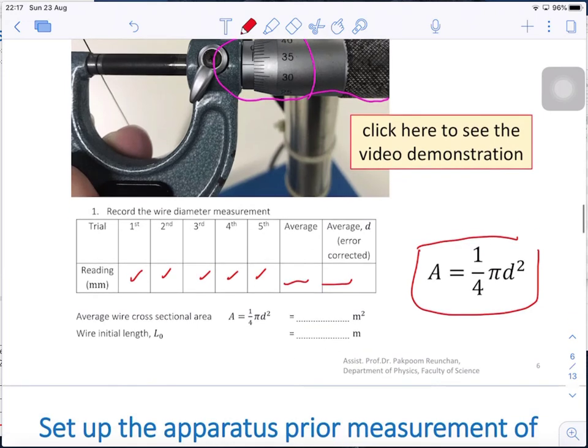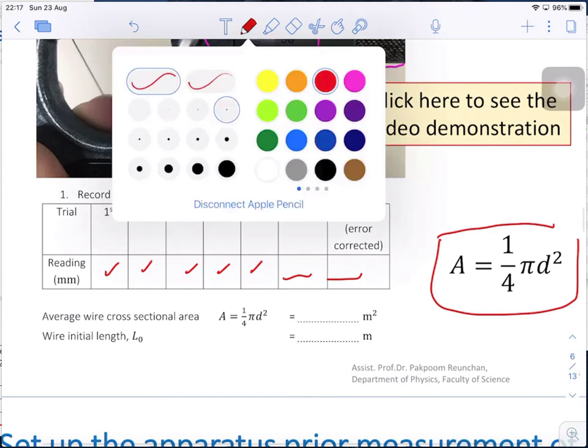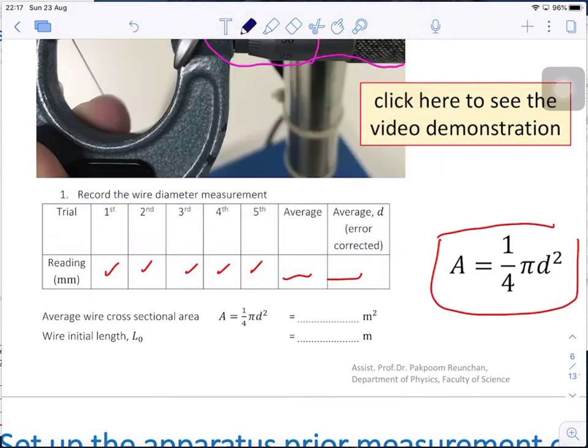Okay, for the initial length L0, I measured it for you, and if I remember correctly, it should be 0.440 meters. Okay, because now we use the strip, right? The strip, maybe I got 44.0 centimeters, so we can convert the unit into meters, but keeping the number of significant figures.